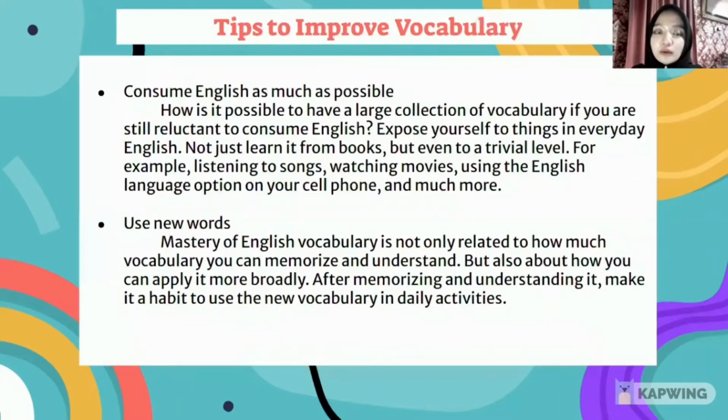Now we're going to talk about tips to improve vocabulary. The first is consume English as much as possible. How is it possible to have a large collection of vocabulary if you are still reluctant to consume English? Expose yourself to things in everyday English. Not just learn it from books, but even to a trivial level. For example, listening to songs, watching movies, using the English language option on your cell phone, and much more.